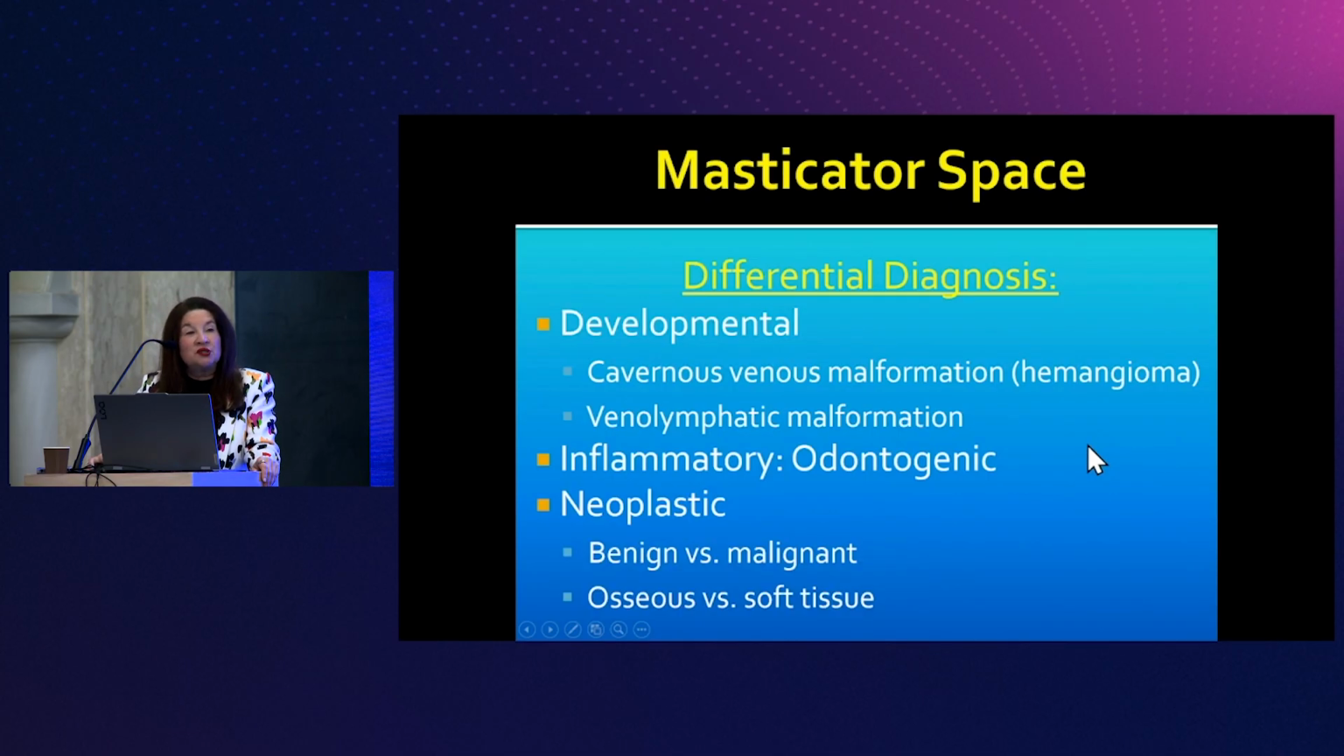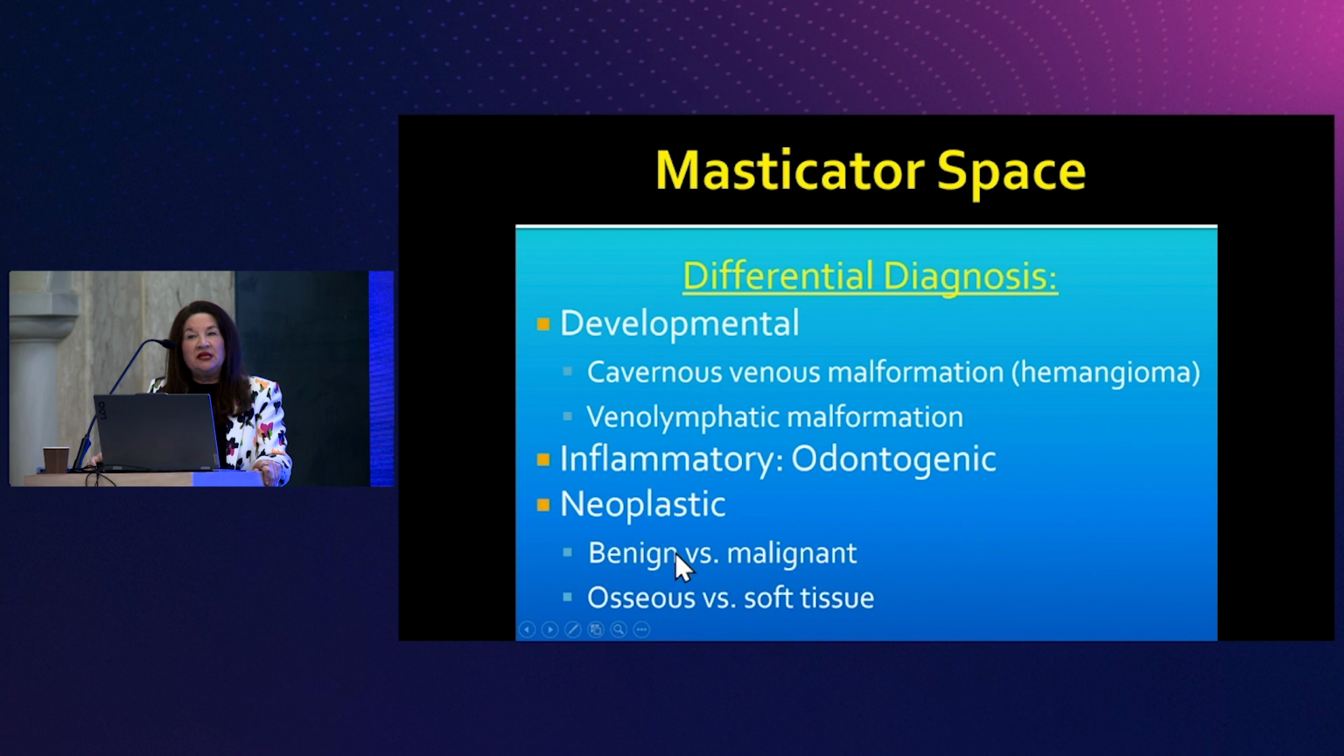The differential diagnosis of pathology in this compartment includes developmental lesions, so cavernous venous malformations, some people used to refer to them as hemangiomas, and venolymphatic malformations, which have both veno and lymphatic constituents, are very common in the masticator space. There's never a week I don't see them. They're often incidental findings. We have inflammatory pathology, typically odontogenic abscesses, delayed abscesses, and neoplastic processes.